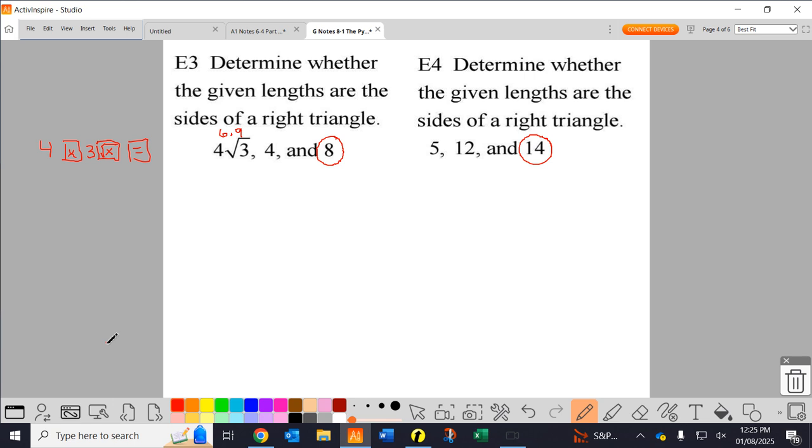Okay. Now we just use the Pythagorean theorem. What you're trying to decide is, does this make a right triangle? It's a yes or no question. Okay, this is yes or no. So here we go. 4 square root of 3, squared, plus 4 squared equals 8 squared.